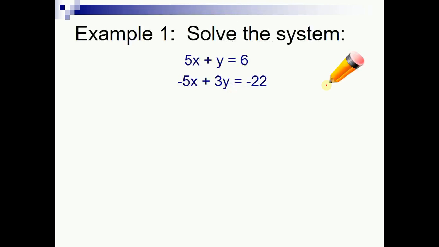So, let's try it here. I need to eliminate one of the variables when I add these 2 equations together. So, I have 5x plus y equals 6, and negative 5x plus 3y equals negative 22. So, technically, if I add these 2 together, I need one of the variables to cancel each other out. Let's see if it's going to do it for us right away. So I have 5x plus a negative 5x. Well, that's going to cancel out, right? You're going to get 0.